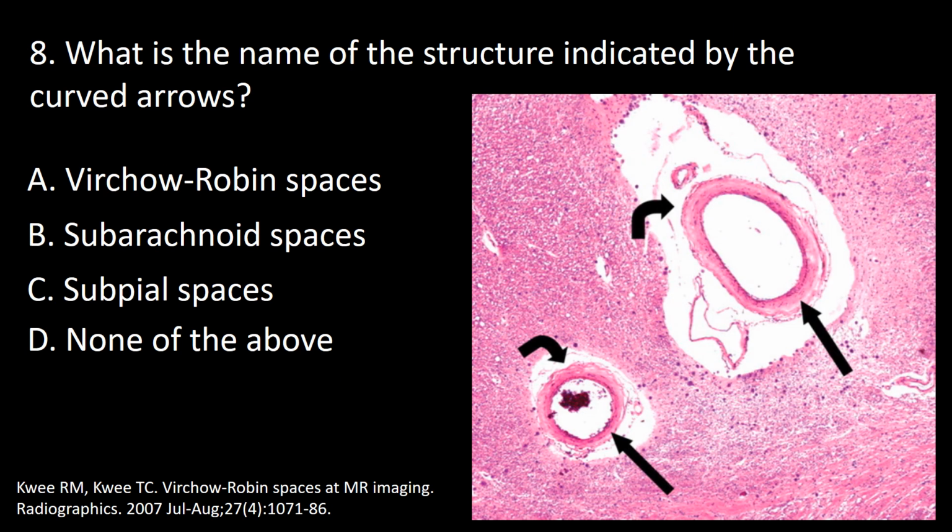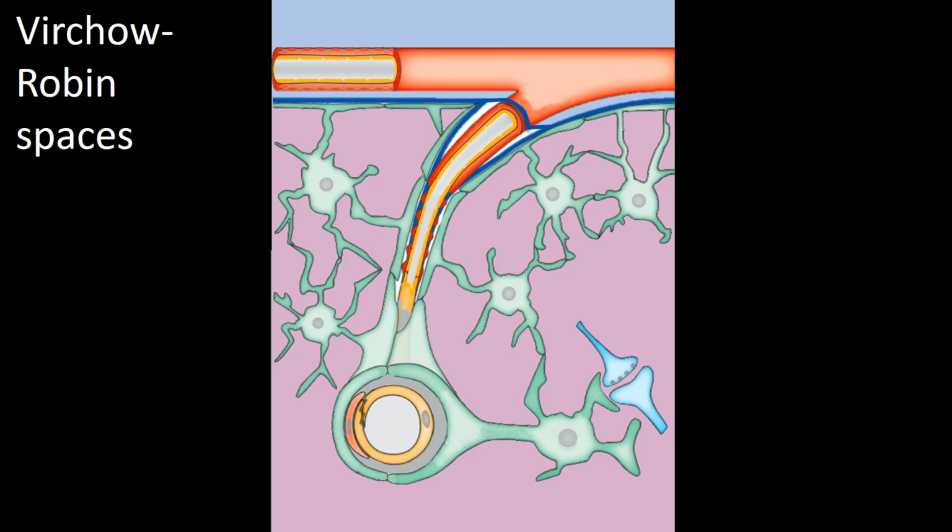Next question. What is the name of the structure indicated by the curved arrow? A. Virchow-Robin spaces. B. Subarachnoid spaces. C. Subpial spaces. D. None of the above. I will use this cartoon to explain the Virchow-Robin spaces.